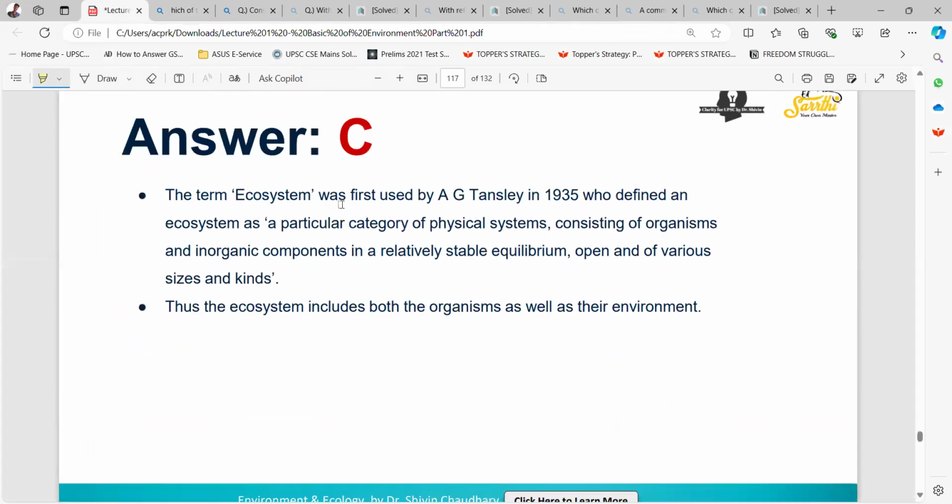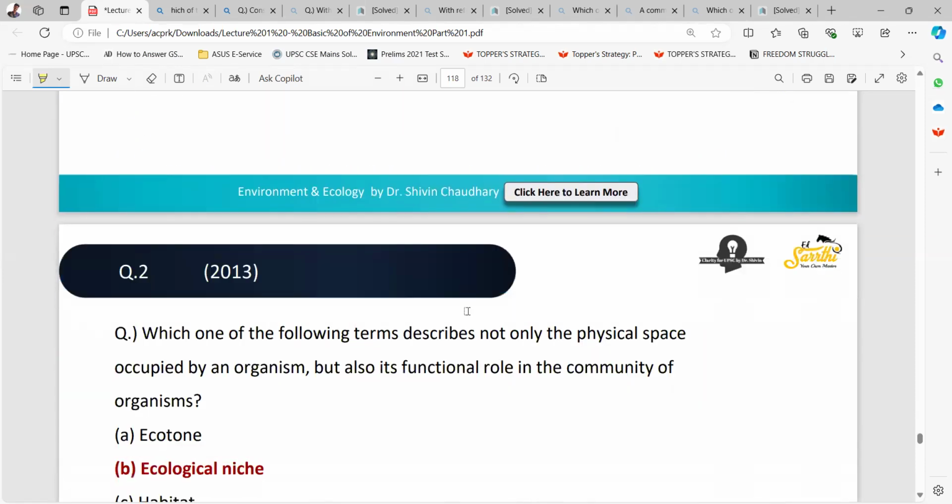The term ecosystem was first used by A.G. Tansley in 1935, who defined an ecosystem as a particular category of physical systems consisting of organisms and inorganic components in a relatively stable equilibrium, open and of various sizes and kinds. Thus, the ecosystems include both the organisms as well as their environment.